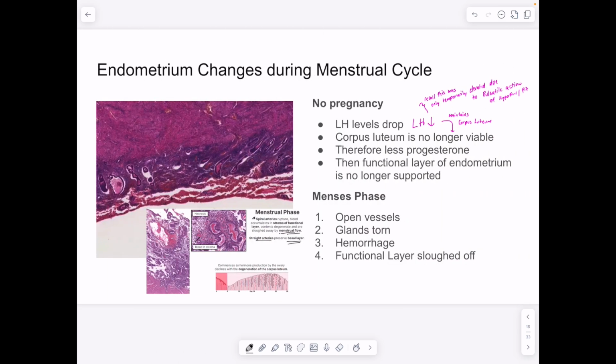All right, so what happens if we do not have implantation and the generation of a placenta, and our placenta makes HCG?